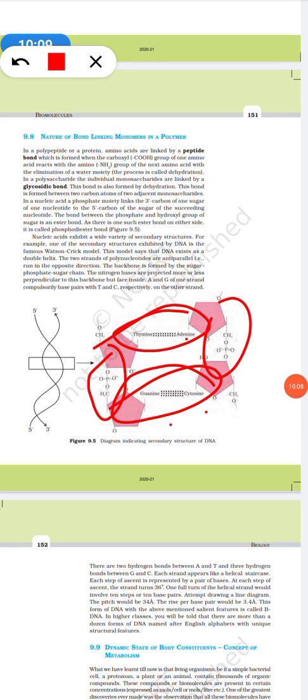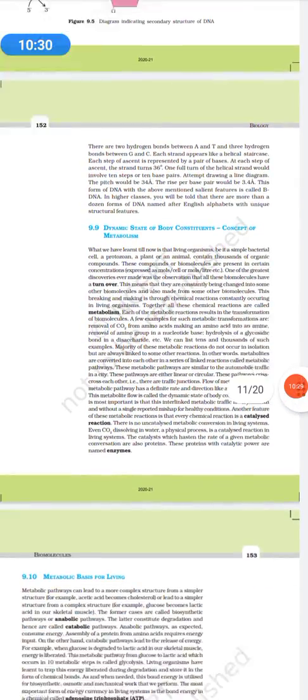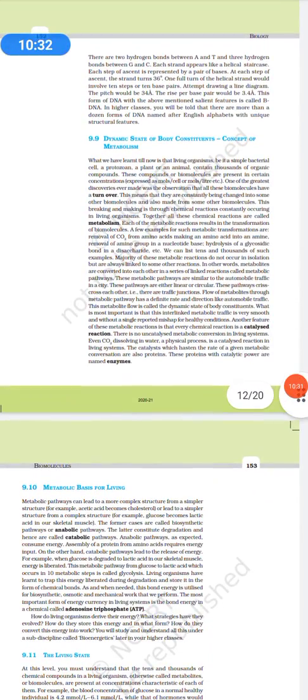So in one loop, it is basically 3.4 nanometer, and within that there are 10 base pairs. So the length of one base pair is 0.34 nanometer. Okay, fine. Next we have the dynamic state of body constituents, the concept of metabolism.